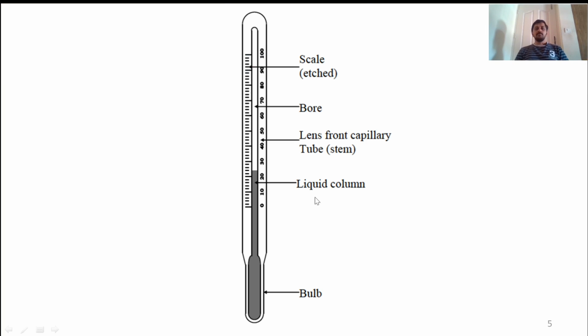So here you can see there is a glass tube and there is a bulb at the bottom, and there is some inner tube, liquid column, in which mercury is filled, right? So this is a mercury in glass thermometer. So whenever this bulb, the bottom of the thermometer, is in contact with a hot surface, this liquid column, that is the mercury, will start rising.